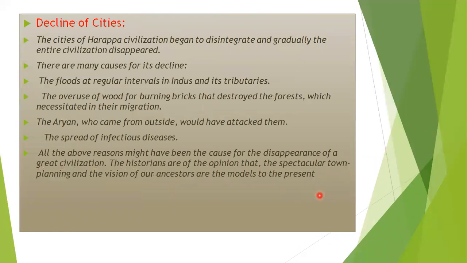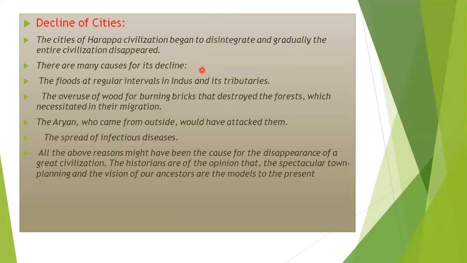And the decline of the cities. So how the city declined, that means came to an end. What are the major things we have to know? The cities of the Harappa civilization began to disintegrate gradually and the entire civilization disappeared. Maybe something happened to the cities, so that is why the civilization totally disappeared. So there are many causes of its decline.